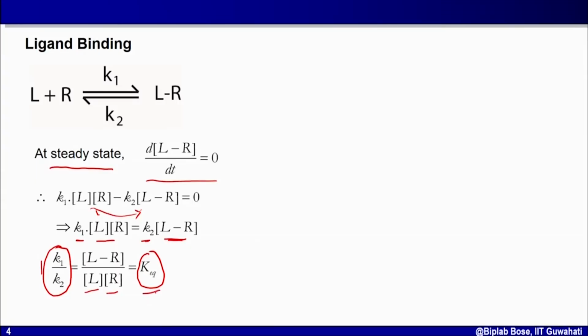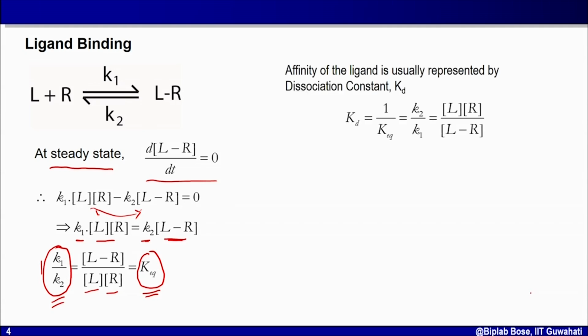So I have K equilibrium, which is the ratio of K1 and K2, and that is equal to LR, the concentration of the complex, divided by the concentration of free receptor and free ligand. Now in biology literature, this K equilibrium is not discussed or measured. Usually biologists measure the dissociation constant, and the affinity of a ligand is described in terms of the dissociation constant.